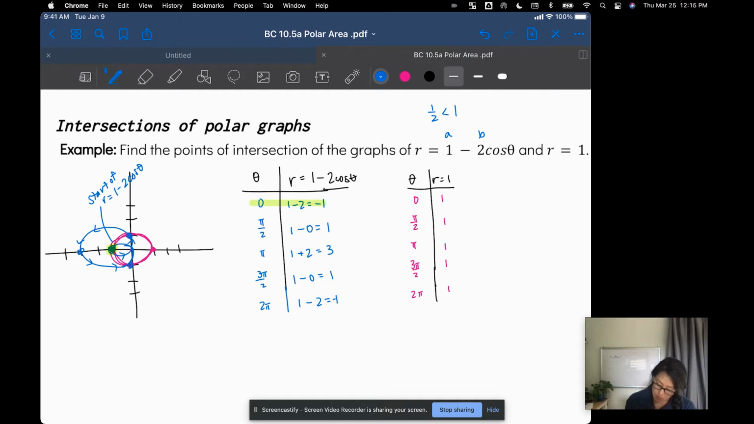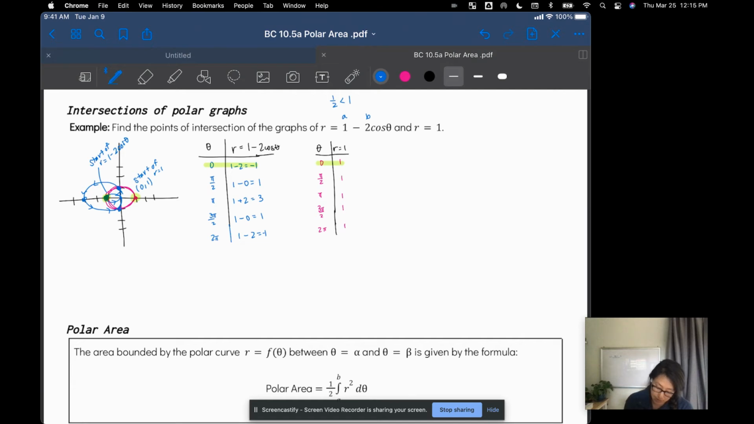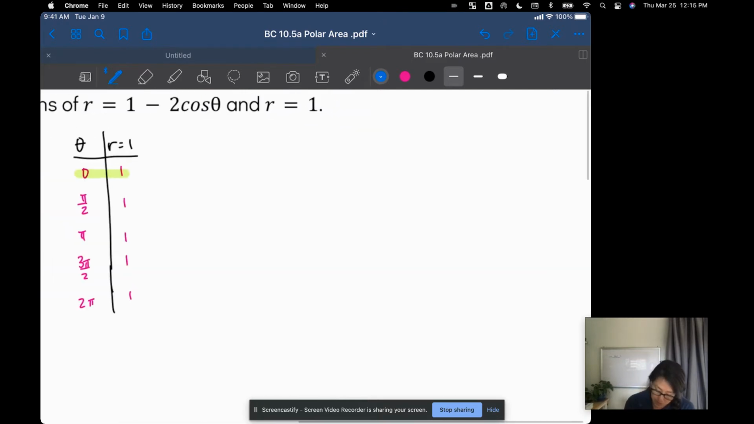For the circle, we start at 0, 1. So we actually start at this point, 0, 1 right here. So, okay, I can see right now there are 3 points of intersection. So when I solve for my points of intersection, I'm going to make sure I have 3 points.